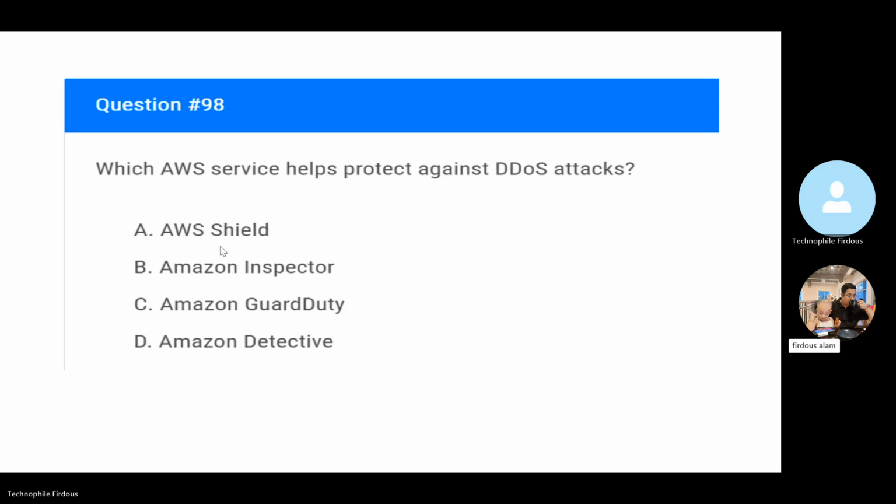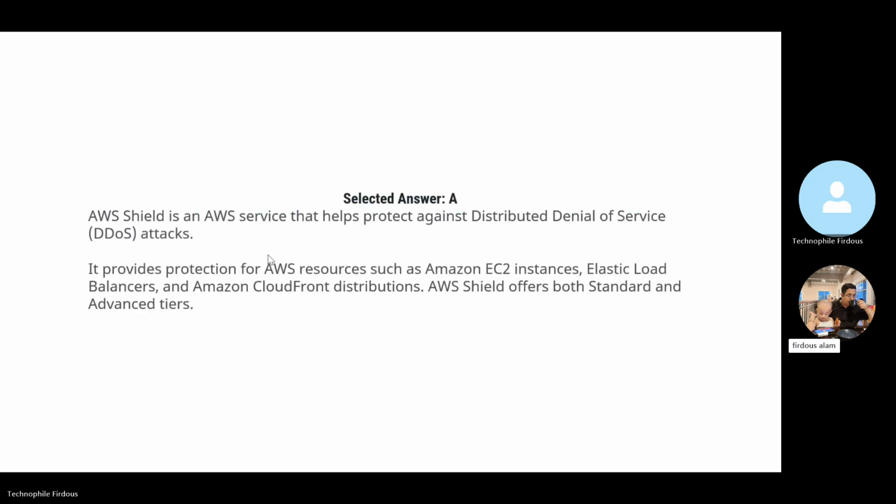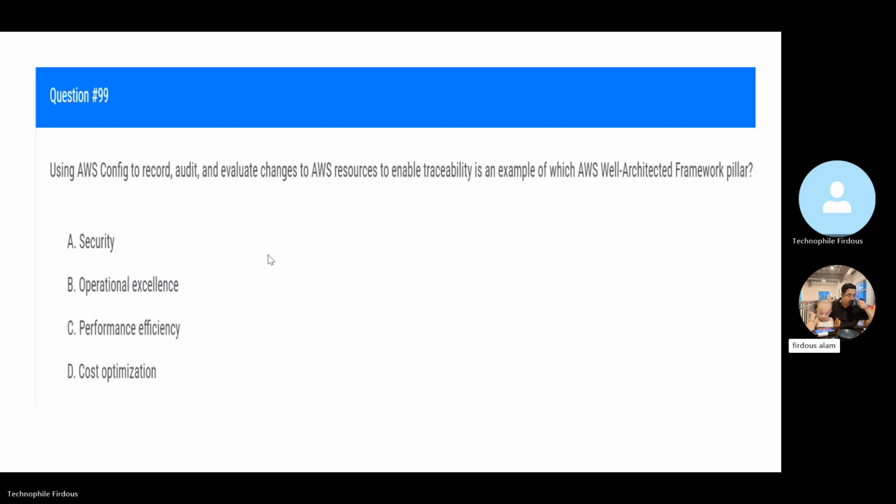Question number 98. You have 15 seconds to answer this. Okay, let's reveal the answer. The answer is A, AWS Shield protects from DDoS attacks. So answer A should be correct. Let's see which is the correct answer. The correct answer is A. Okay, let's move to the next one.